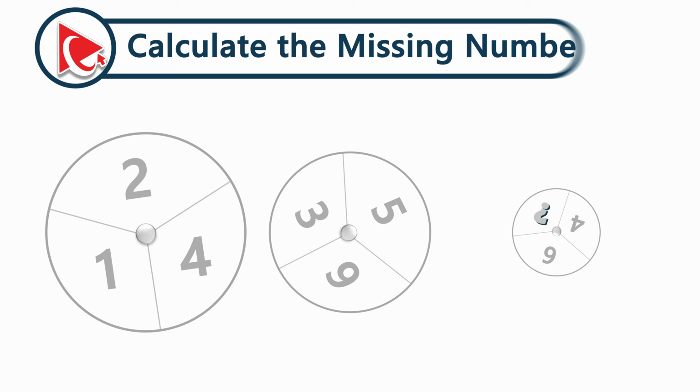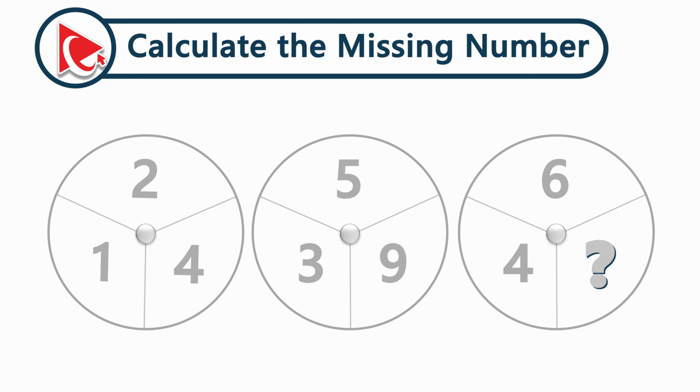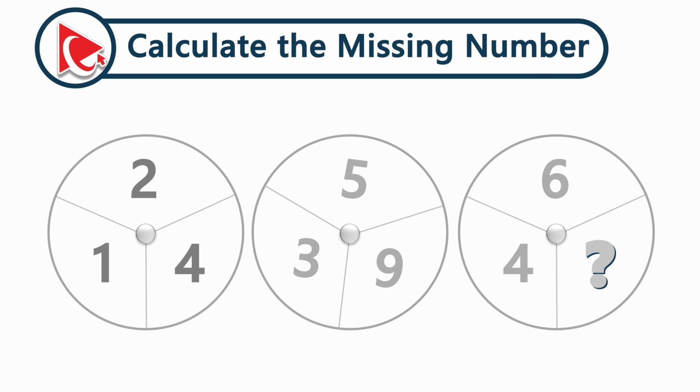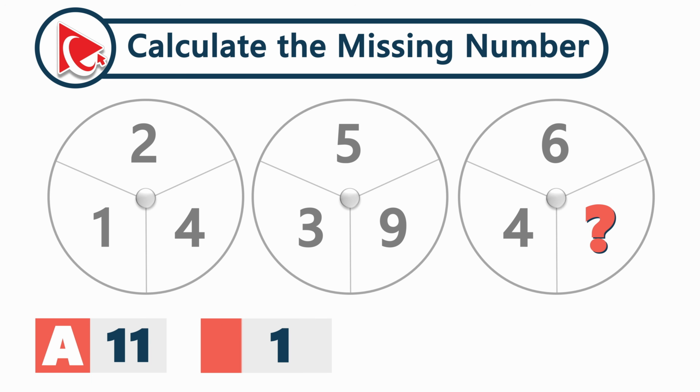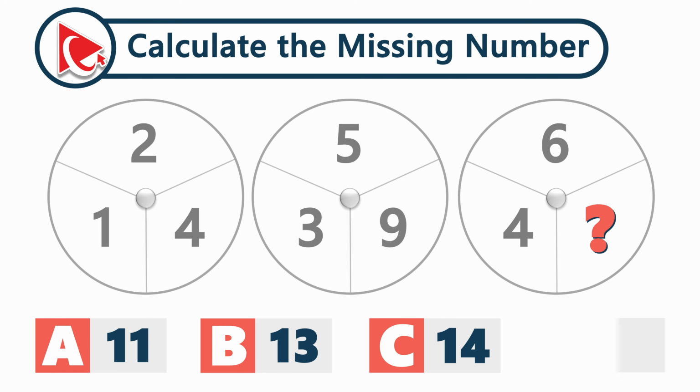You're presented with 3 circles. First circle has numbers 1, 2, and 4. Second circle has numbers 3, 5, and 9. And then the third circle has numbers 4 and 6, and then the third number is missing. You need to calculate the missing number out of 4 possible choices: A11, B13, C14, or D19. Can you try to solve it on your own?